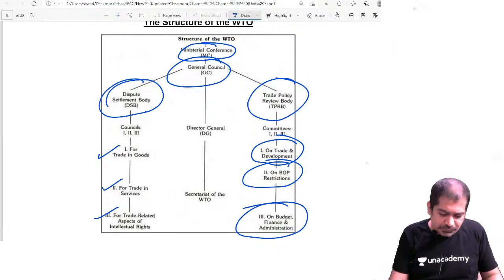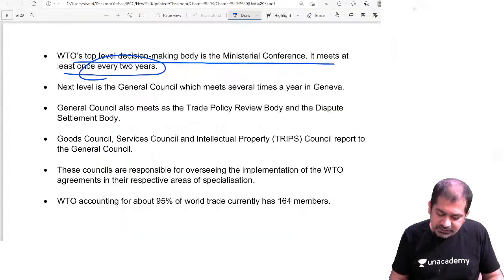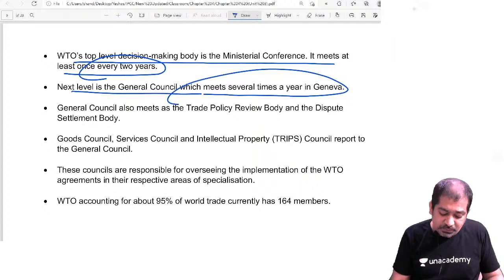So you see here, the structure has been defined. WTO's top level decision making body is the ministerial conference. It meets at least once every 2 years. Next level is the general council, which meets several times in a year in Geneva. General council also meets as the trade policy review body, which is not very important, and as the settlement body. Goods council, services council and intellectual property rights council report to the general council. These councils are responsible for overseeing implementation of WTO agreements in their respective areas of specialization.